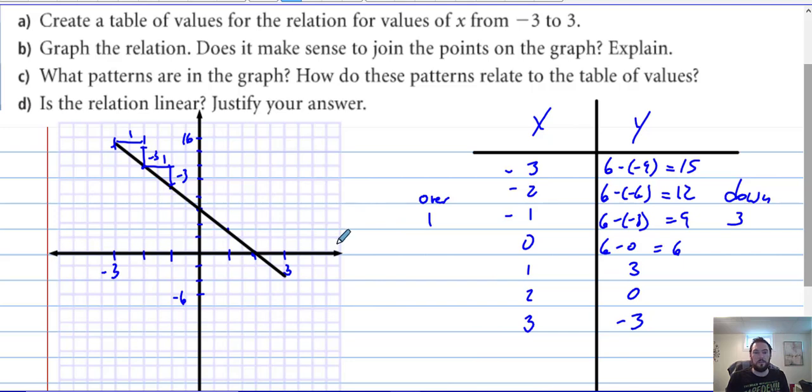And again, is this thing linear? Yeah, sure is. Graphically, it makes a line. In the table of values, we see that constant rate of change.